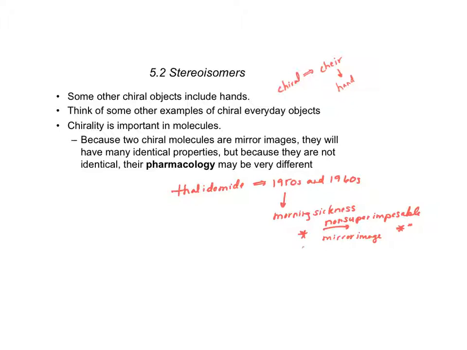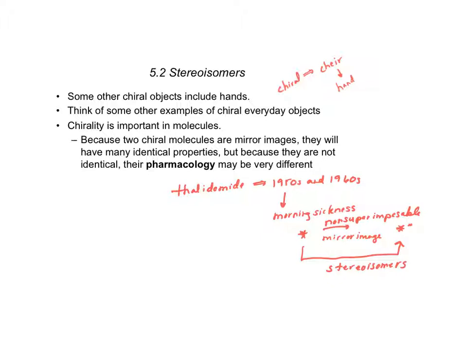Because what we're going to find with respect to these molecules possessing chirality is that these are going to be stereoisomers of one another, right? So these are going to be molecules that have the same molecular formula, the same connectivity of atoms, but because they are non-superimposable mirror images, they actually differ with respect to the arrangement of their atoms in three-dimensional space. Because of that, they are different molecules, and they're going to have different characteristics when they actually go into the body and act as these drugs, right?